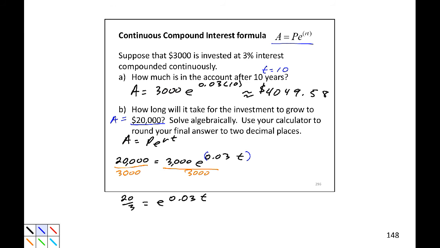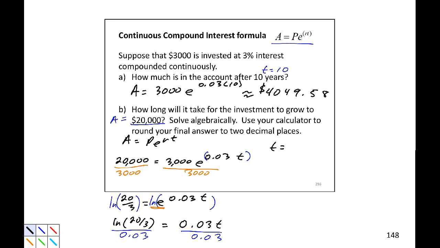Now because we have a base E, it's particularly advantageous to take the natural log of both sides, so that our left-hand side is just the natural log of the quantity 20 over 3, close parentheses there. The right-hand side, because the natural log of E, that means our base matches, this will be 0.03 T, meaning we can solve for T by dividing by 0.03. So that T is equal to natural log of the fraction 20 over 3, close parentheses, all divided by 0.03.